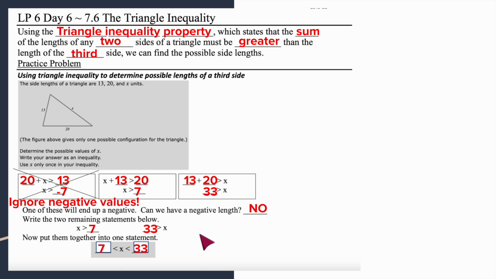Now, because it's less than, I can't actually choose 7 and 33. They will not work. It has to be something more than 7 or something less than 33. All right, so that's determining the possible side lengths for a third side of a triangle using the triangle inequality property. I hope that helped, and I will see you in the next video.